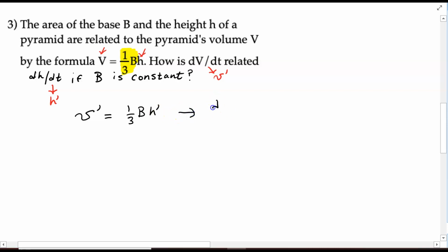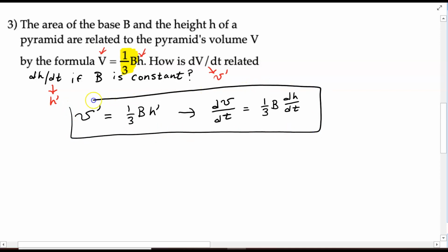And so that's pretty much it. The only other thing I can do is write it in Leibniz notation to say that dV/dt is 1/3 of the base times dh/dt, which is the rate of change of the height. So the rate of change of the volume is dV/dt, the rate of change of the height is dh/dt, and that's how these are related. There are different ways to express it.